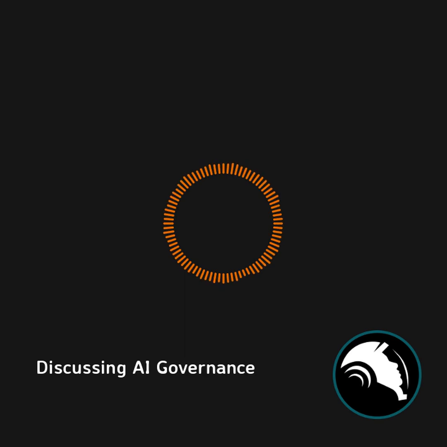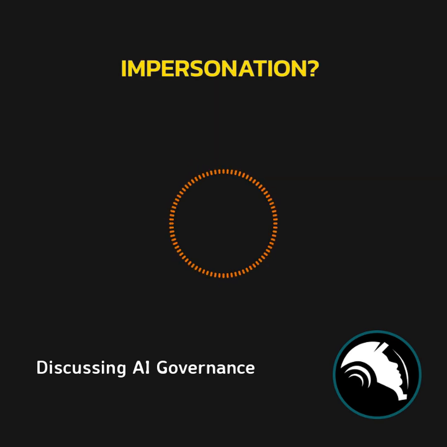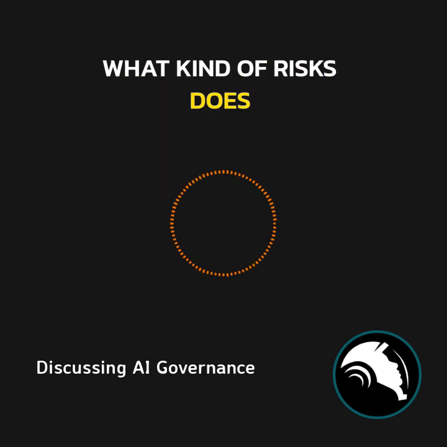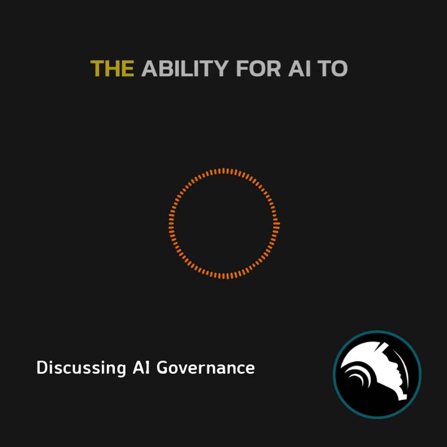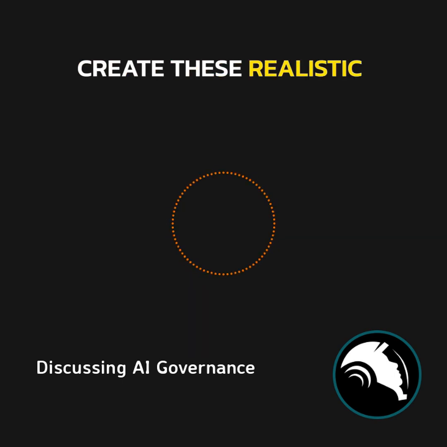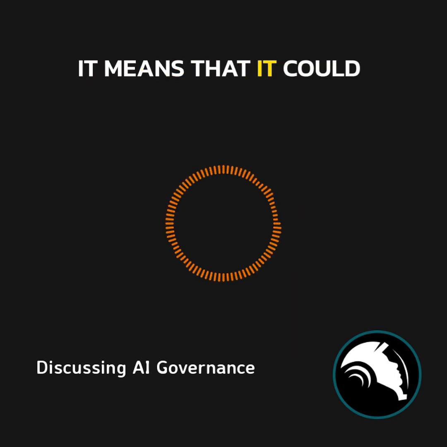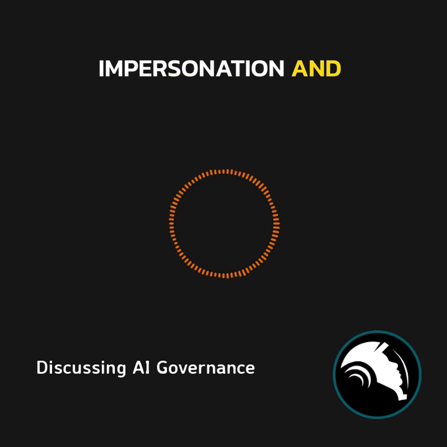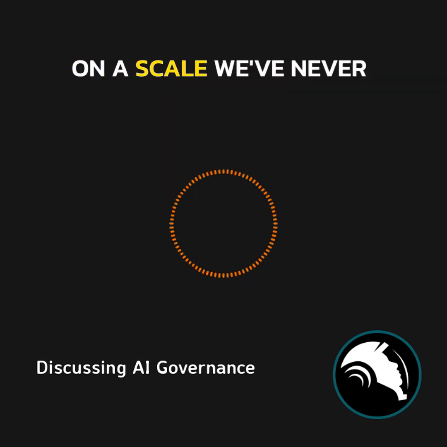Okay, so we've talked about privacy. What about impersonation? What kind of risks does AI pose there? Well, the ability for AI to mimic human voices and create these realistic deepfakes means that it could be used for impersonation and identity fraud, on a scale we've never seen before.